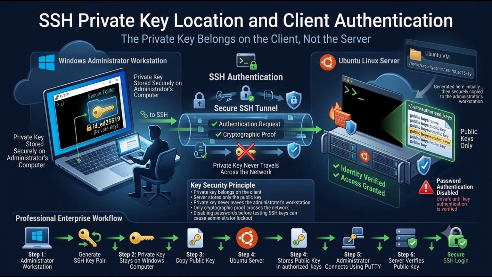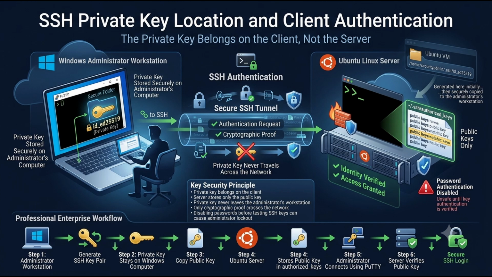So far, we've generated an SSH key pair and configured our Ubuntu server to trust our public key. However, before we disable password authentication, there's one very important step that we cannot skip. At the moment, the SSH key pair exists only inside our Ubuntu virtual machine. The private key is stored in the following location: /home/securityadmin/.ssh/id_ed25519. This creates an important question. If the private key is inside the Ubuntu server, how will my Windows computer authenticate to the server?